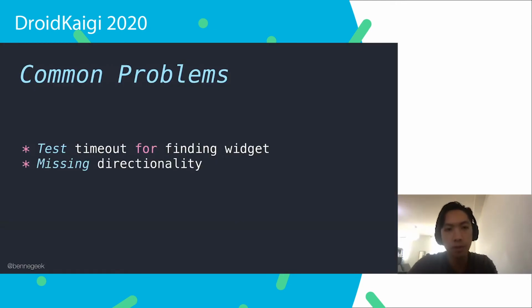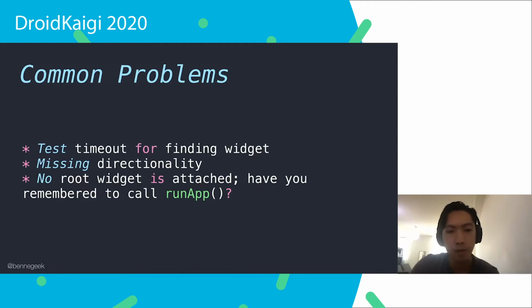Another common problem is you're missing directionality. This happens when your widgets are not wrapped in a Material widget or another widget that provides directionality of the text. Since when Flutter tries to render your application, it has no way to know if the text goes right or left. So you just add a widget that has directionality information on top of your application, and then the problem is solved.